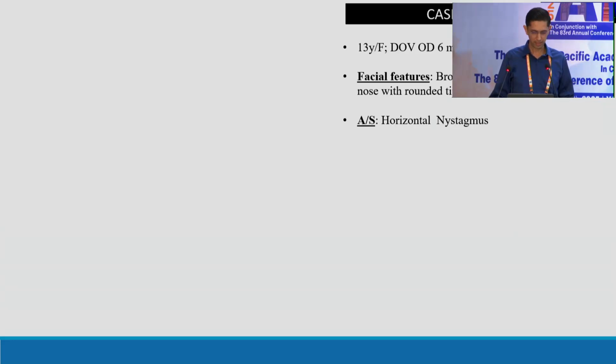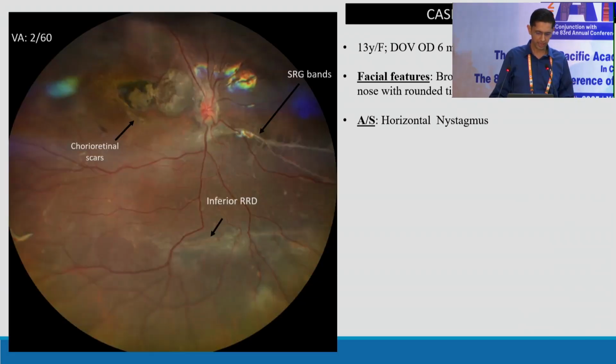So finally, this case 5 was a 13-year-old girl who presented with decreased vision in the right eye for the past 6 months. She had a syndromic facial appearance and nystagmus in both the eyes. When we saw her, the right eye showed a chronic retinal detachment, inferior retinal detachment with SRG bands, and some CRA patches at the macula.